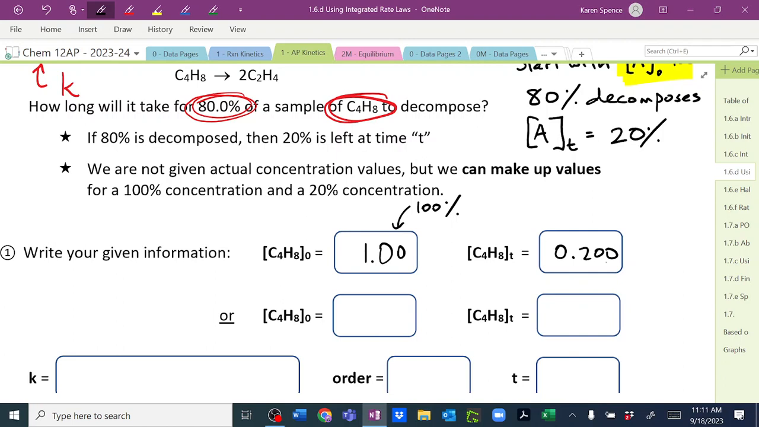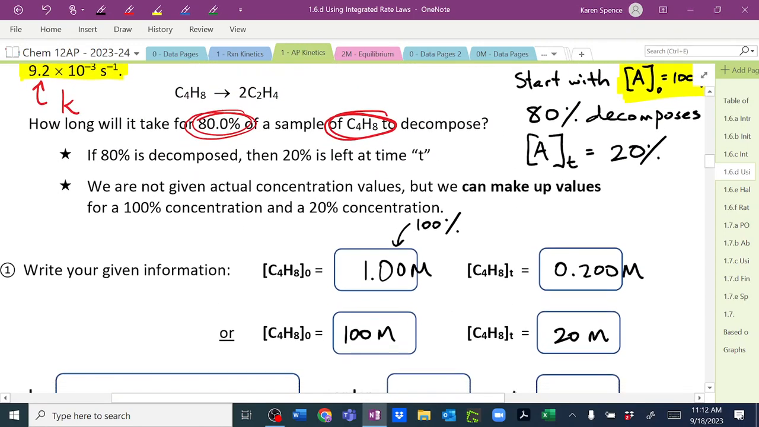Now, I'm going to cheat and look at the answer key because I don't actually know what the answer was there. Oh, here we go. Molar, or you could even do 100 molar and 20 molar. You could do anything you want to as long as it is a 100%, 20% ratio. These are nice round numbers, so either of those will do nicely.